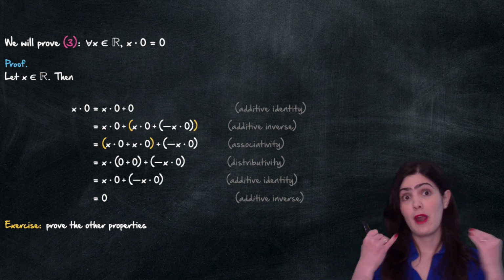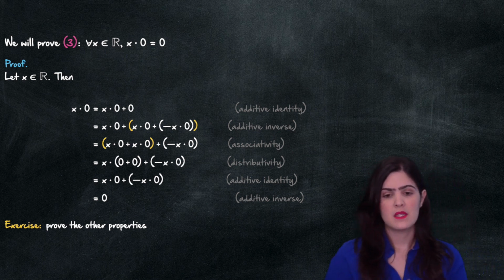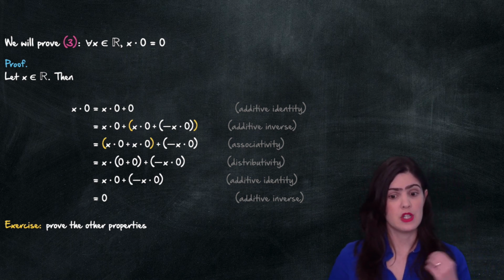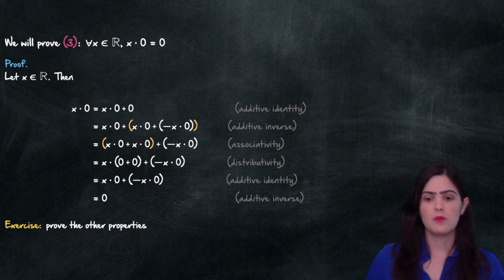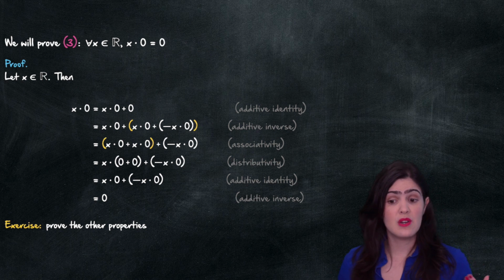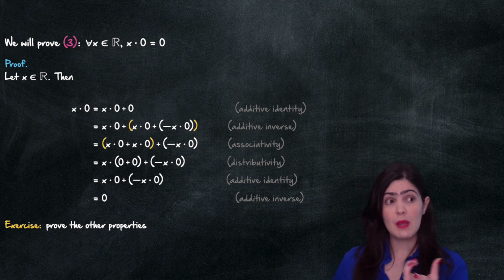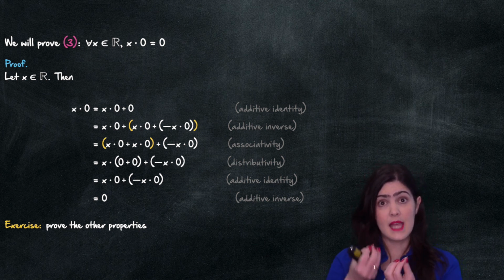We have to prove that for every real number x, x times 0 is equal to 0. So we start by fixing x, which is a real number. And then x times 0 is equal to x times 0 plus 0, because 0 is the additive identity. I haven't changed anything. Now, I can rewrite 0 as something plus its additive inverse.